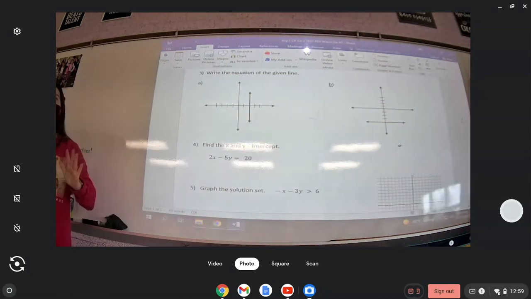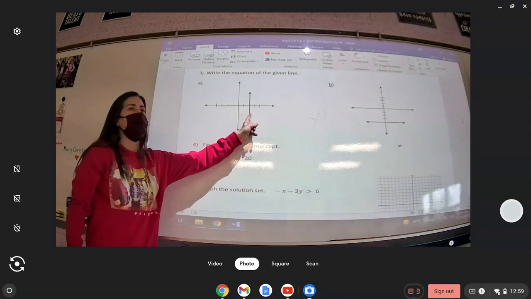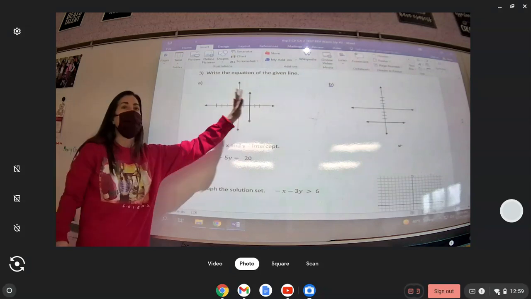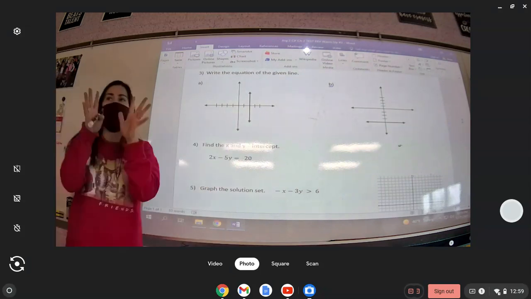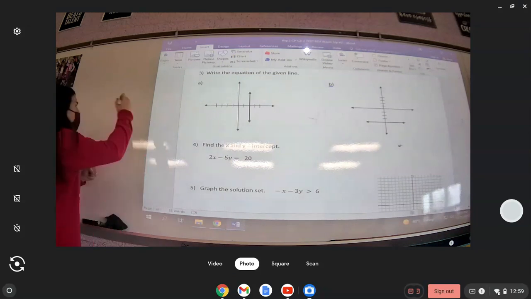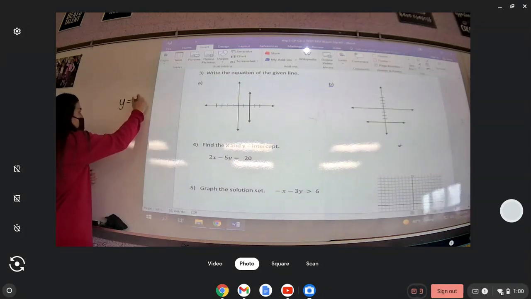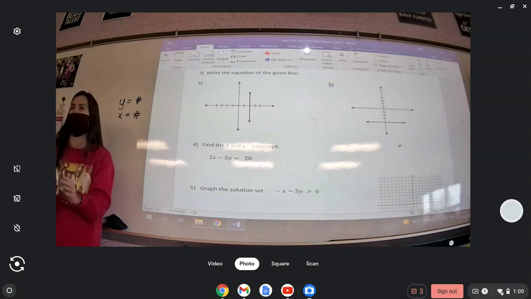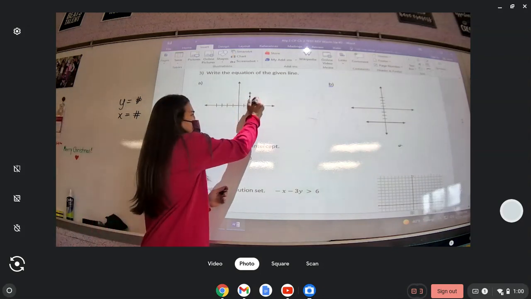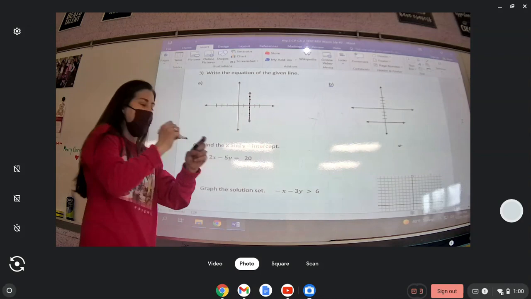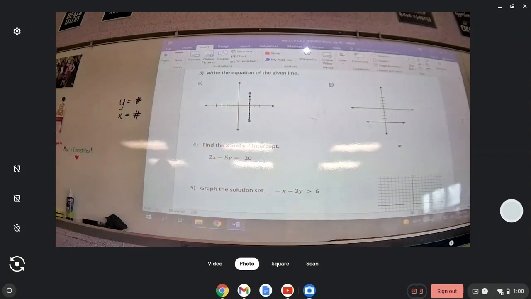All right, so we have to write an equation of this line right here. Guys, is it horizontal or vertical? It's a vertical line. Horizontal and vertical lines get an equation that either says y equals a number or x equals a number. But that's it. Nice and simple. So I need you guys to look at this line and envision a bunch of points that are on it. And I need you to figure out which coordinate never changes on a vertical line.